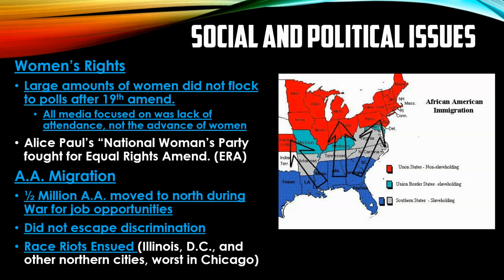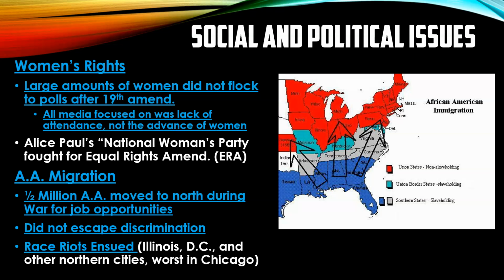Women's rights is also growing during this time. We talked about that in Unit 8. Large amounts of women did not flock to the polls, however, after the 19th Amendment was passed. So they get the right to vote, and women don't just flock to the polls. And the media is focused on the lack of attendance, not the fact that women can vote and that some women have taken the power to vote, but they're focused on the fact that they didn't go out to the polls in mass numbers. Why did we make such a big deal out of this?